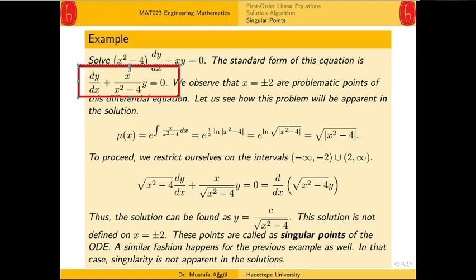Okay, so we need to divide everything by x squared minus 4. When we do that, this will be our standard form. And then we observe that for x equal to plus and minus 2, we see this p of x function is not defined and it's not continuous for this particular choice of x. Okay, so these points are problematic points for this differential equation.